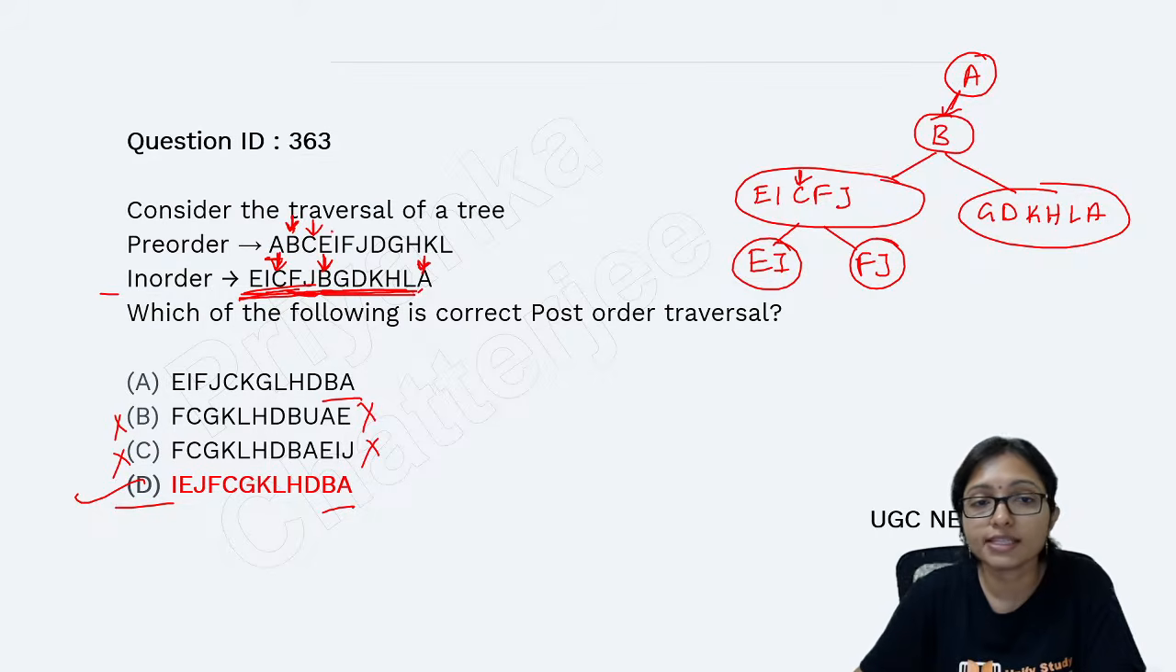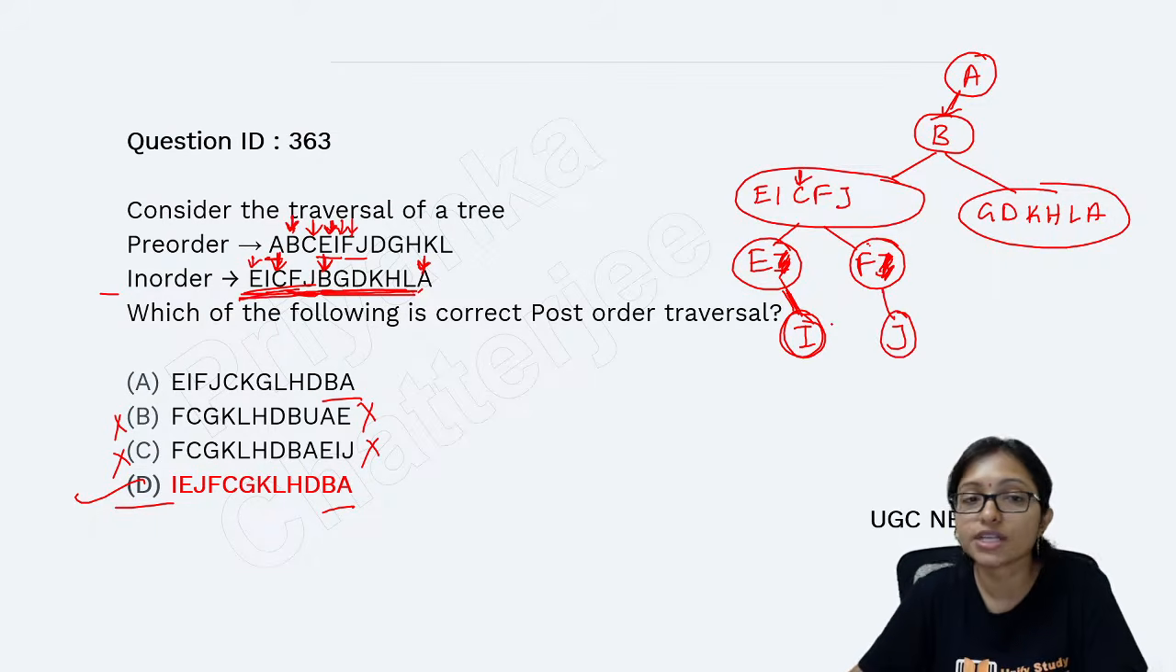Now the next one is E. EI we already did, FJ too. Next one is E, which means E is your root. So whenever you find the root, I is your right subtree. I is your right child. After that, F is your root, so J is its child. It's done.